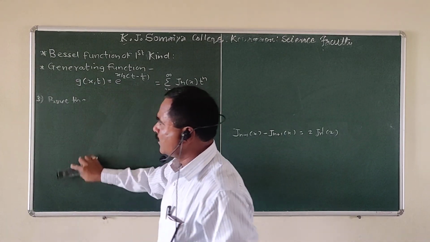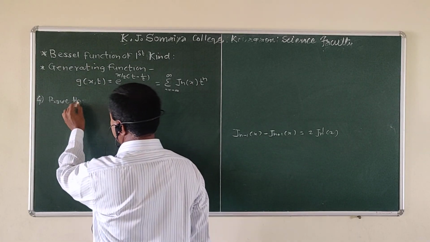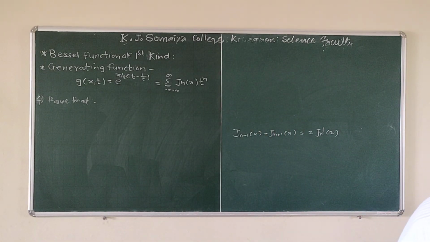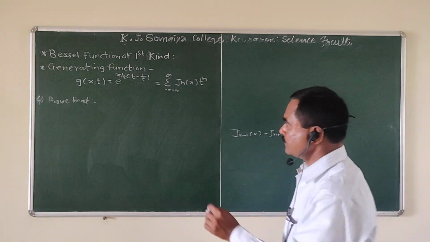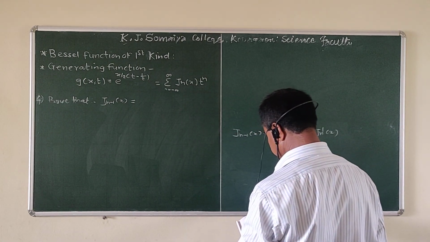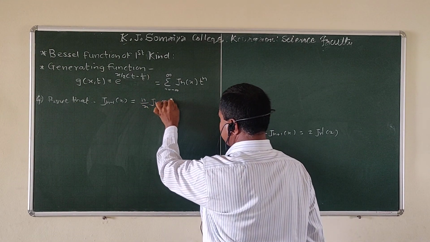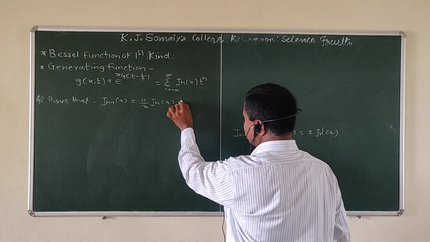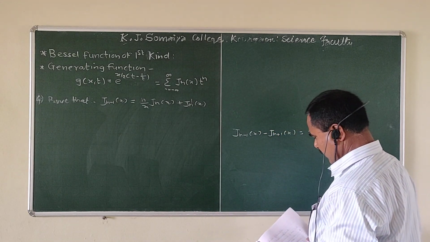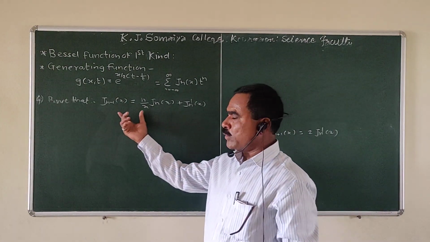Next, we consider property 4. In this property, we have to prove J n minus 1 of x equal to n upon x J n x plus J n dash x. So we have to prove this property.